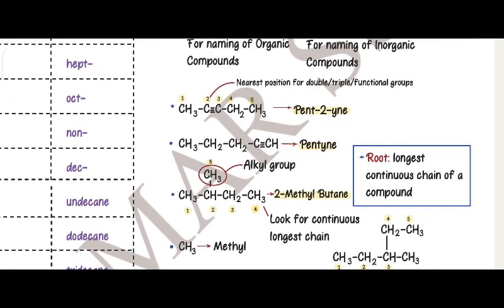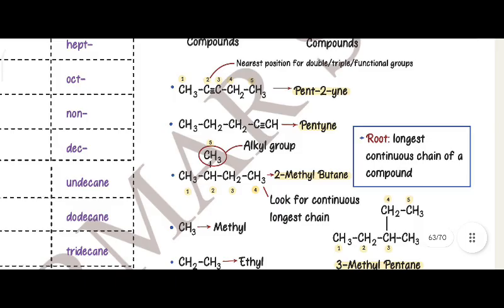CH3, C triple bond C, CH2, CH3. Choose the nearest position of the double bond or triple bond functional groups. Pent-2-ene, pent-2-yne, and CH3, CH2, CH2, C triple bond CH, pentyne.